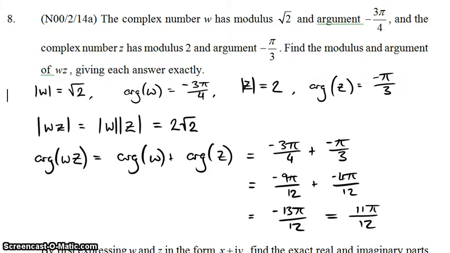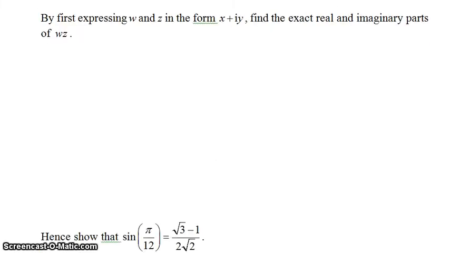Alright, so the next part. By first expressing w and z in the form x plus iy, find the real and imaginary parts of wz. So what do we know? We know w has modulus root 2, and its argument is minus 3 pi over 4. So I'm going to write it in trigonometric polar form.